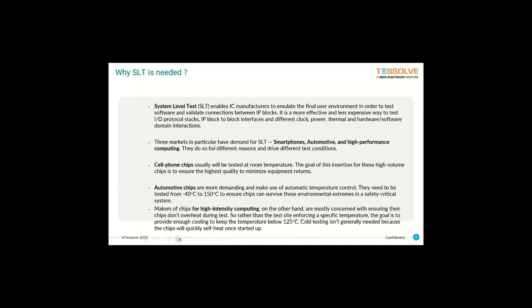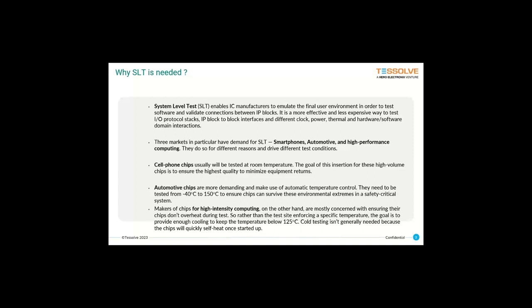Okay, SLT is an acronym for system level test. Mainly, it enables IC manufacturers to emulate the actual environment where the chip is going to be used. The main purpose is to test as a whole. In the previous development process, we tested as a single module, but here we are testing the device as a complete system, with all the peripherals working together.